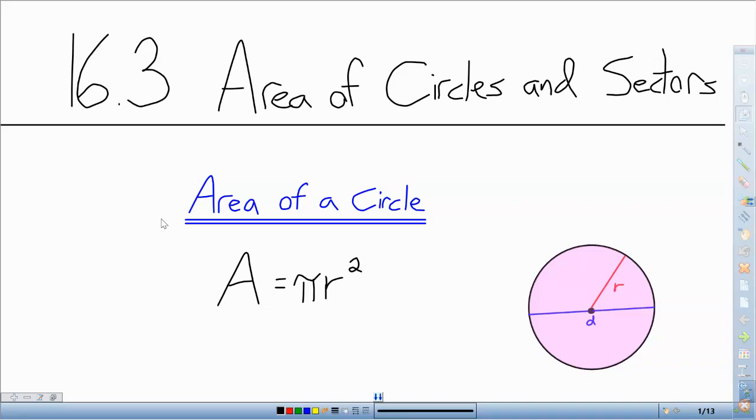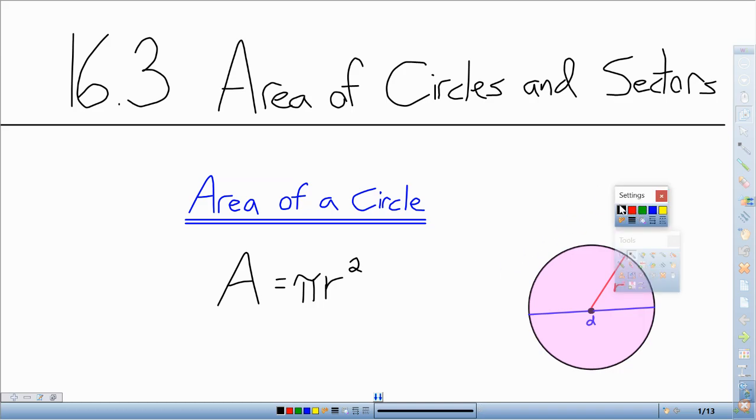Hello, everybody. So we're getting into 16.3, looking at finding the area of circles and sectors. All right, the first thing we're going to look at is the formula for finding just the area of the entire circle. So go ahead and copy this and we'll dig into it.